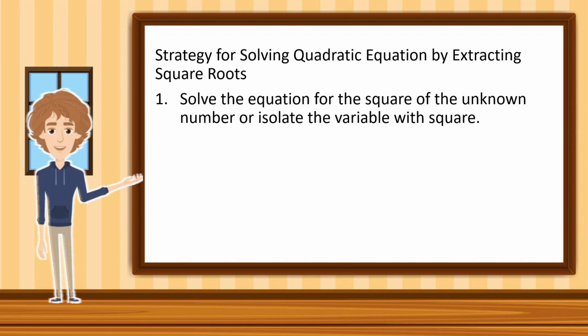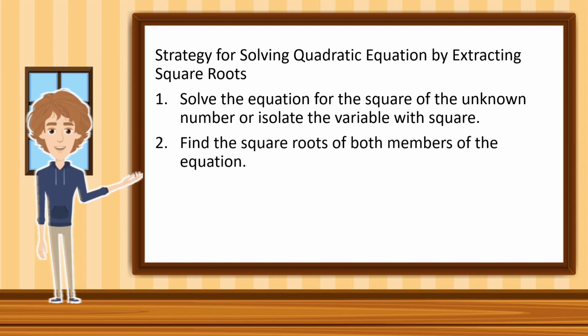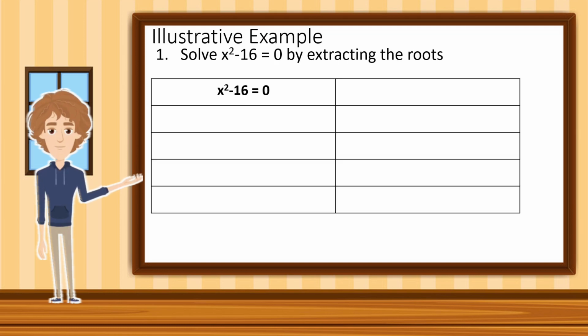Here is our strategy for solving quadratic equations by extracting square roots. The first one, solve the equation for the square of the unknown number, or isolate the variable with square. And next, find the square root of both members of the equation. And here's an illustrative example of extracting square roots.